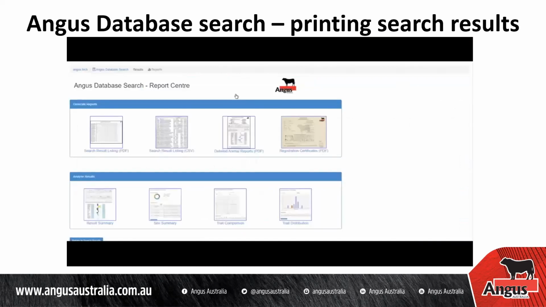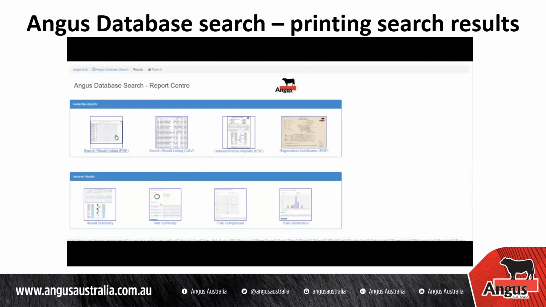The Report Center contains two types of reports: Generate Reports, which lets you pull data off the database, and Analyze Results, which lets you examine your search further. There are a number of options under Generate Report, depending on how you want your results printed.